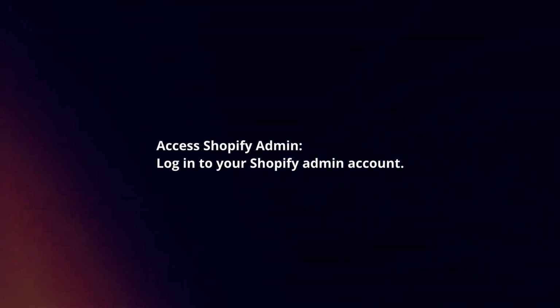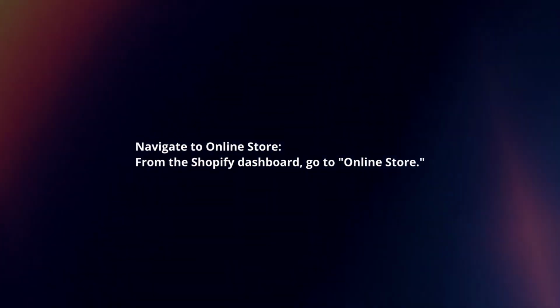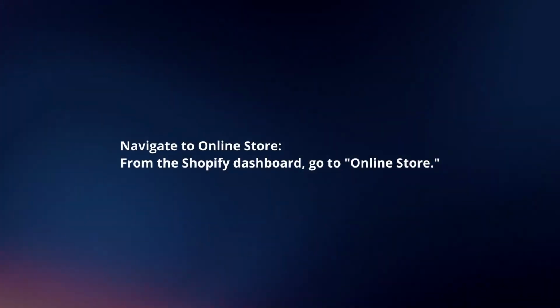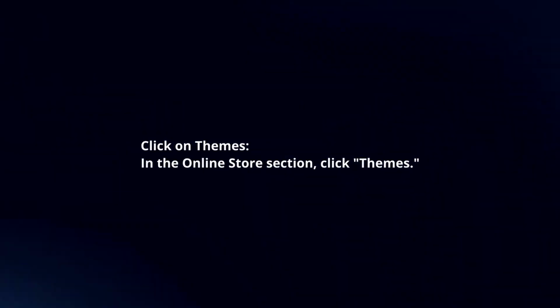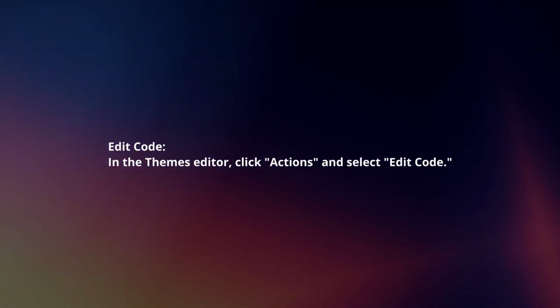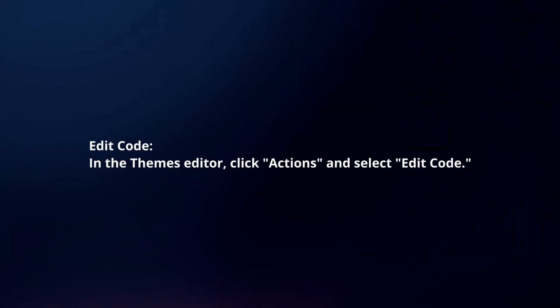Access Shopify Admin. Log into your Shopify admin account. Navigate to Online Store. From the Shopify dashboard, go to Online Store. Click on Themes. In the Online Store section, click Themes. Edit Code. In the Themes editor, click Actions and select Edit Code.